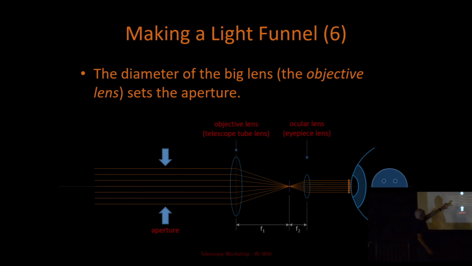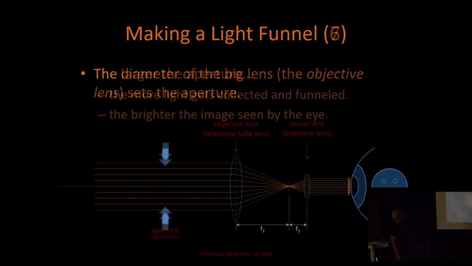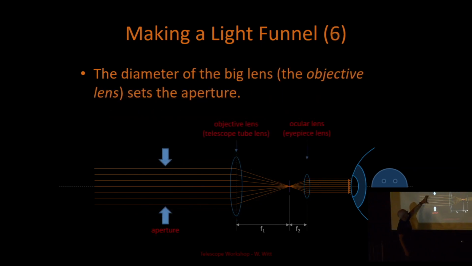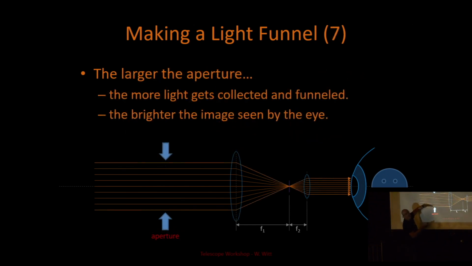And then we speak of the diameter of the big lens here, and that's the aperture, the size of the opening that's collecting light for us. The opening of the funnel on its wide end. And so the larger the aperture, the more light gets collected and funneled, and the more light you can funnel, the brighter the image ends up being. Because earlier we just had these light rays, but if I expand the aperture a little bit, I can pick up more light rays here, and then they can also get funneled down.